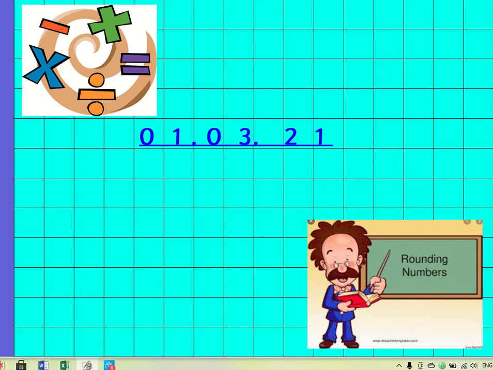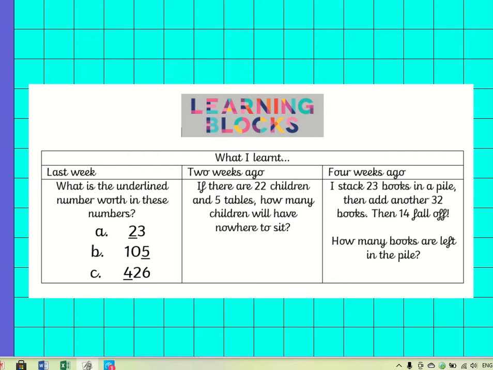It's Monday the 1st of March 2021 and you will see that here is our first little note. We are going to be working on rounding numbers today. But first, here is your learning blocks activity.